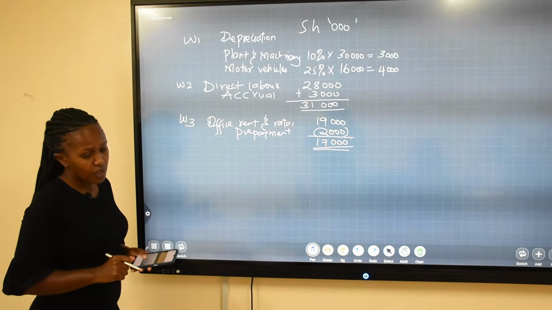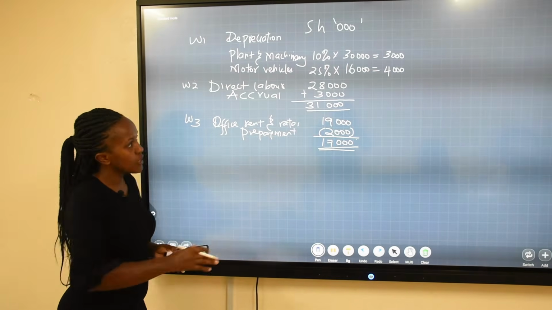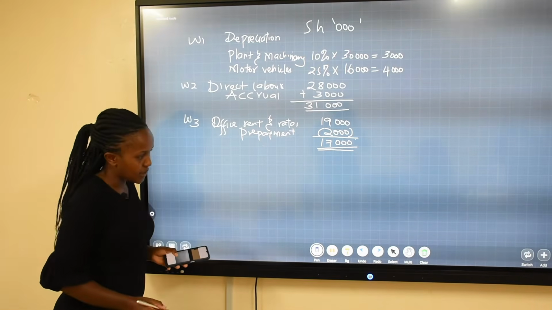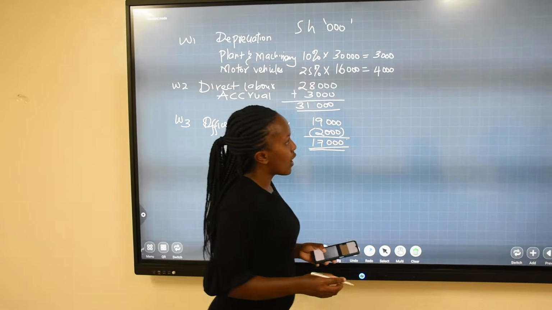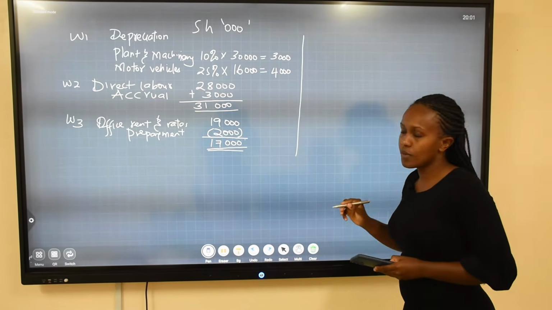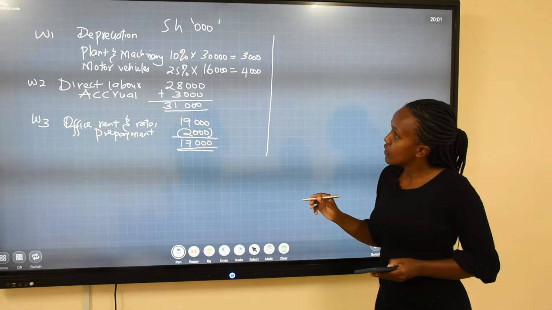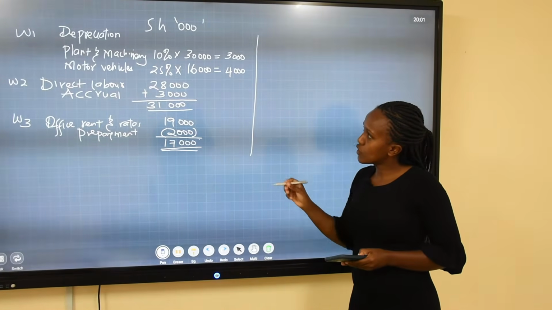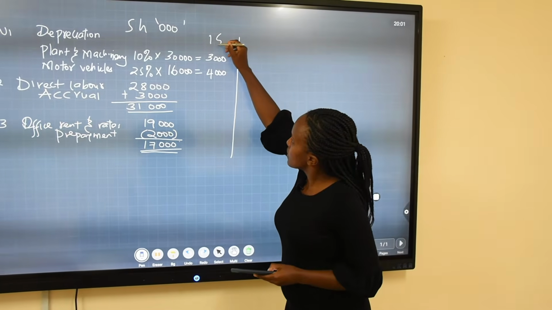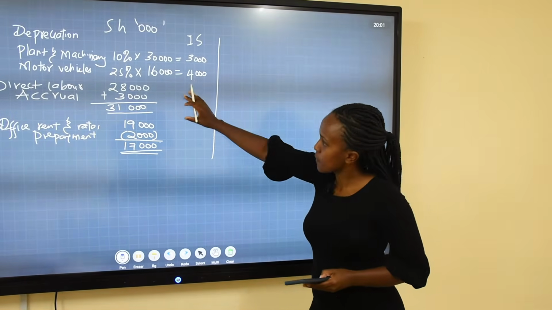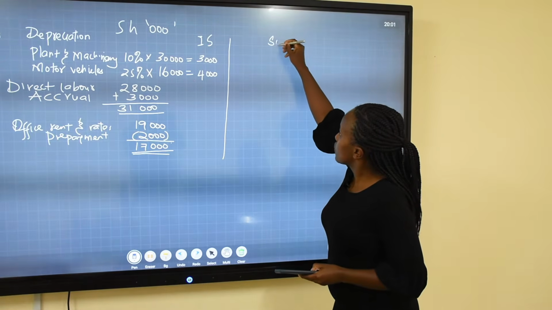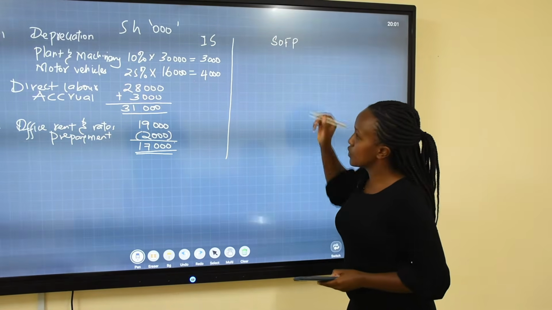Before we move on, we need to know how these workings, which are the adjustments we are going to make in the income statement, are going to affect the statement of financial position. For the depreciation, these are the amounts we are going to put in the income statement. But now, in the statement of financial position, what are we going to do?